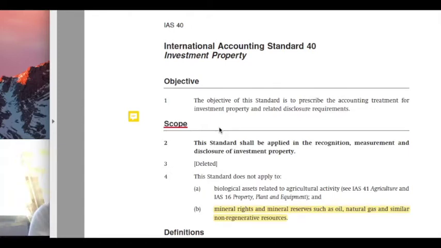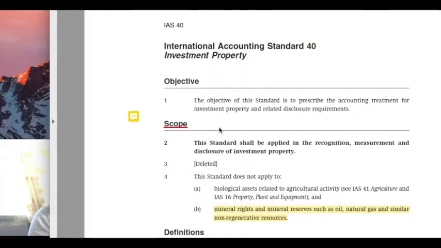Okay, so our topic for today, class, will be PAS 40. PAS 40 is the standard that will apply to investment property, class. Okay, and as you can see here, the objective of PAS 40 is very straightforward, class. It is to prescribe the accounting treatment for investment property and the related disclosure requirements.